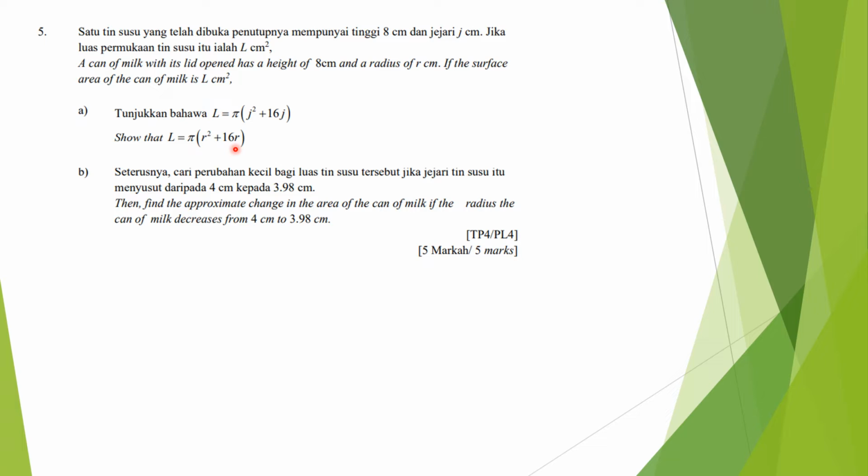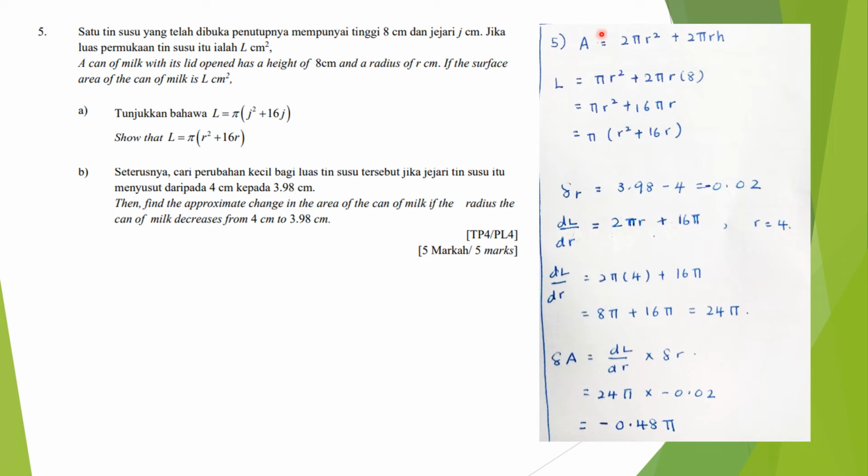So you must know that a can, what is the shape of the can? It is a cylinder. So they're asking for the area. So you must know the area of a cylinder, that is equals to 2 pi r square plus 2 pi r h. Have to remember, and this is a prior knowledge.